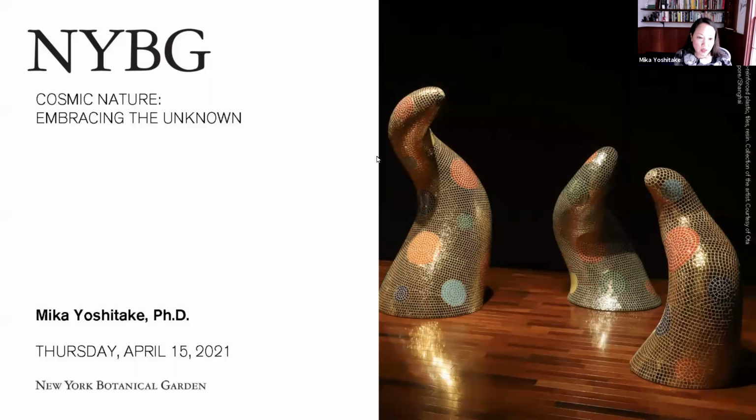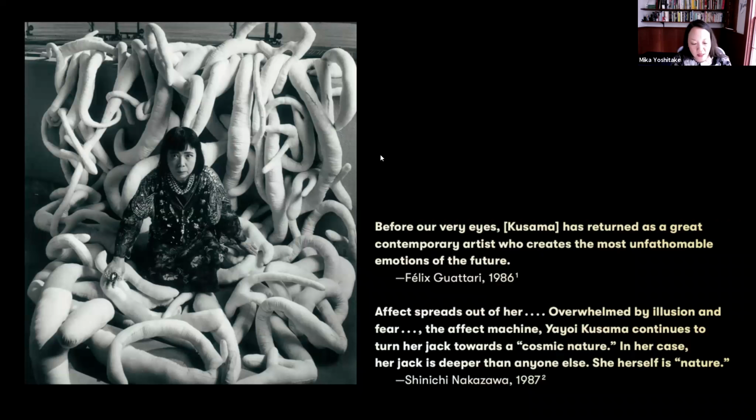I would like to begin with two quotes from the 1980s by two philosophers who saw Kusama's distinct relationship to the natural world. First is Felix Guattari. Before our eyes, Kusama has returned as a great contemporary artist who creates the most unfathomable emotions of the future. And the second is by Shinichi Nakazawa, philosopher and anthropologist. Affect spreads out of her. Overwhelmed by illusion and fear, the affect machine, Yayoi Kusama, continues to turn her jack towards a cosmic nature. In her case, her jack is deeper than anyone else. She herself is nature.